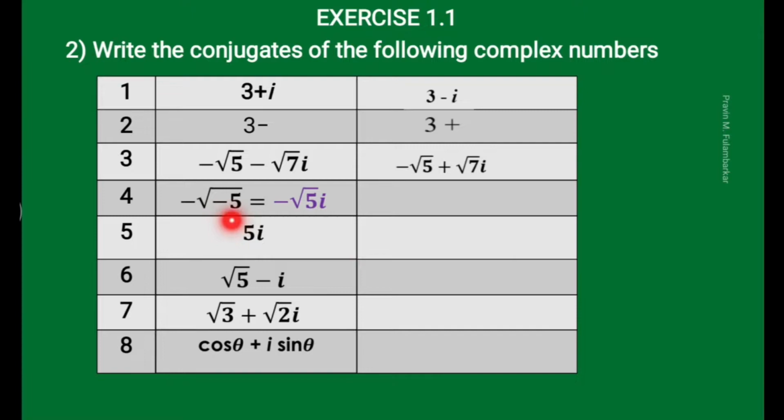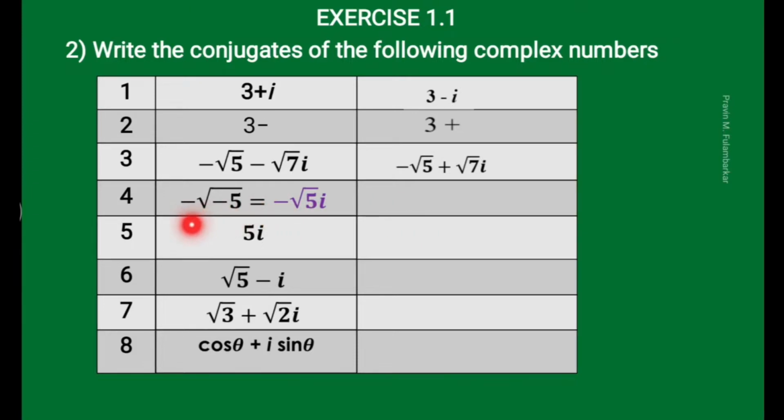Minus into square root of minus 5. So you can write this in the form of minus root 5I. If you observe, if the term in the root has a negative sign, then that is the imaginary part. So for avoiding confusion, we write this square root of minus 5 as root 5 into I. So you can write the conjugate as it is, or by writing in imaginary form you can write the conjugate.